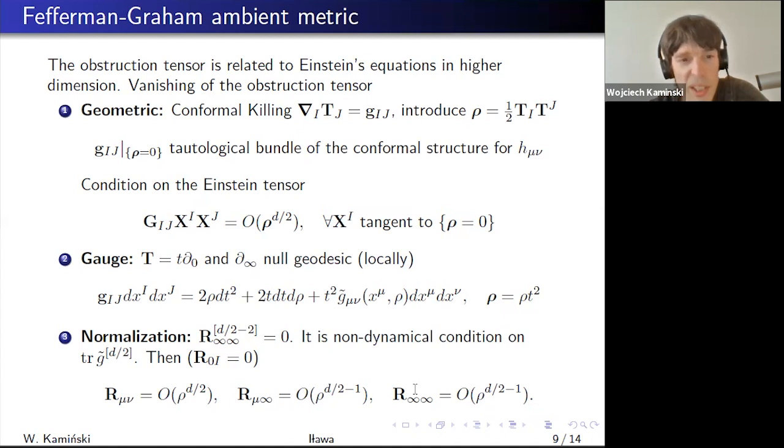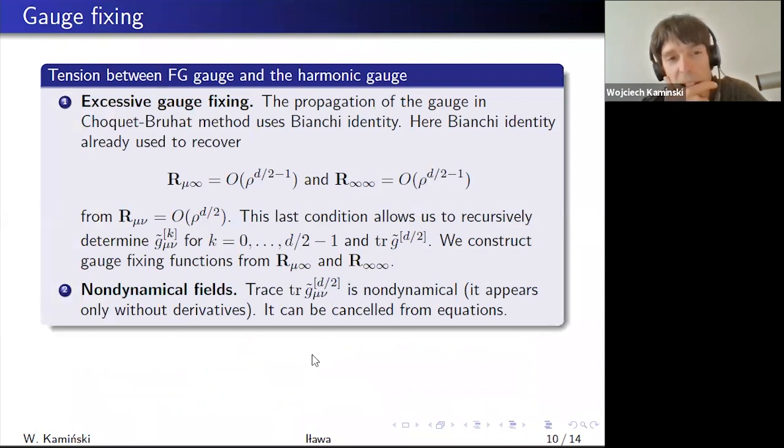Okay, so we see that if we think about how to apply this Choquet-Bruhat method, then we have two problems. We would like to impose the harmonic gauge, whereas here some gauge is already applied. And second, we also have some non-dynamical fields, and of course we must deal with them. So maybe let me say, first, this is the excessive gauge fixing. From the technical point of view, what is our problem?